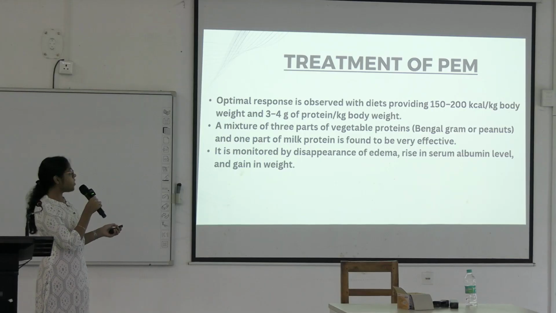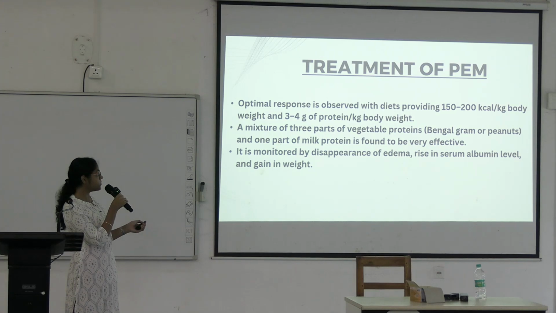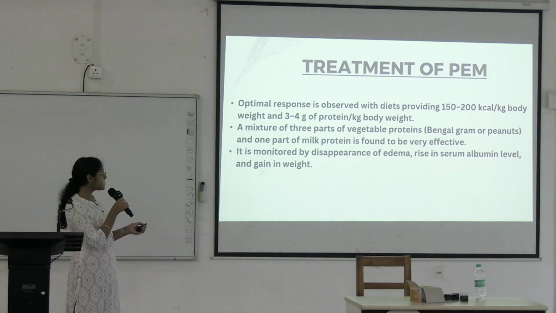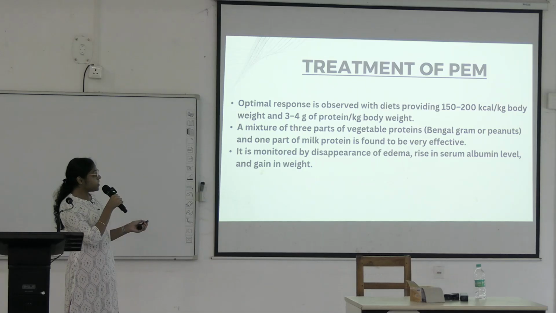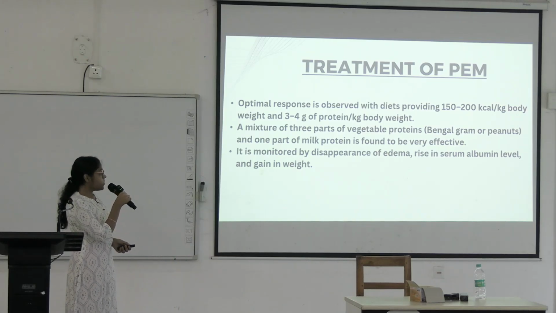Treatment of PEM. Optimal response is observed with diets providing 150 to 200 kilocalories per kg body weight and 3 to 4 gram of protein per kg of body weight. A mixture of 3 parts of vegetable proteins, Bengal gram or peanuts, and 1 part of milk protein is found to be highly effective. Progress is monitored by disappearance of edema, rise in serum albumin level, and gain in weight.